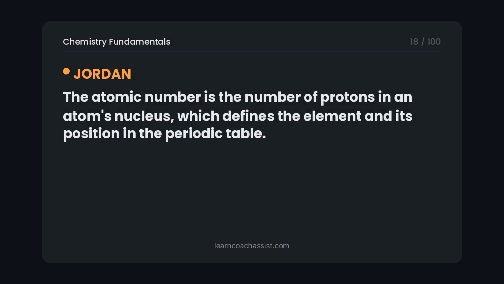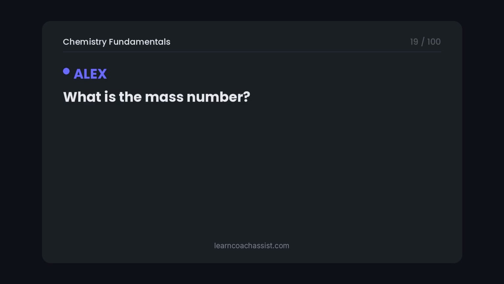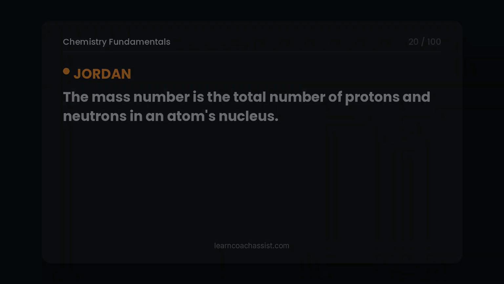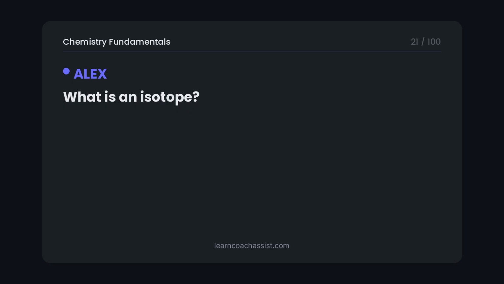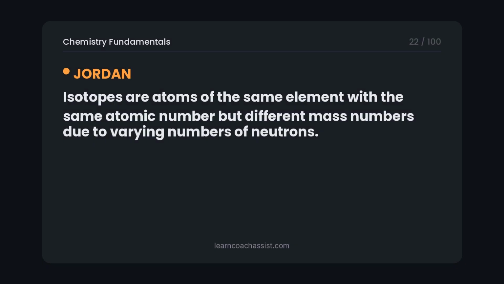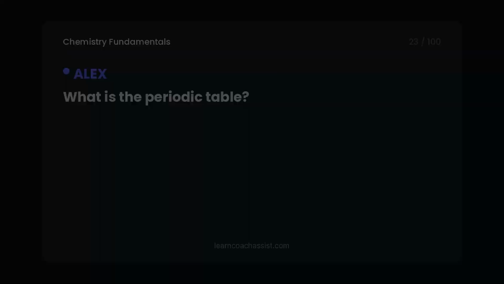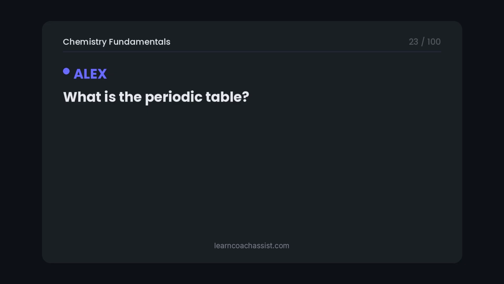What is the atomic number? The atomic number is the number of protons in an atom's nucleus, which defines the element and its position in the periodic table. What is the mass number? The mass number is the total number of protons and neutrons in an atom's nucleus. What is an isotope? Isotopes are atoms of the same element with the same atomic number but different mass numbers due to varying numbers of neutrons.